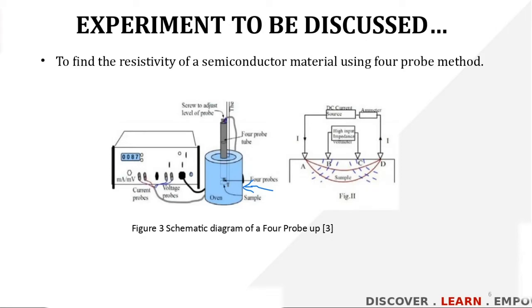So in this experiment, we have to find out the resistivity of this semiconductor with the variation of temperature using the 4 probe method. We are using 4 probes to measure the voltage and the current, so that's why it is known as the 4 probe method. And we are using an oven to increase the temperature.